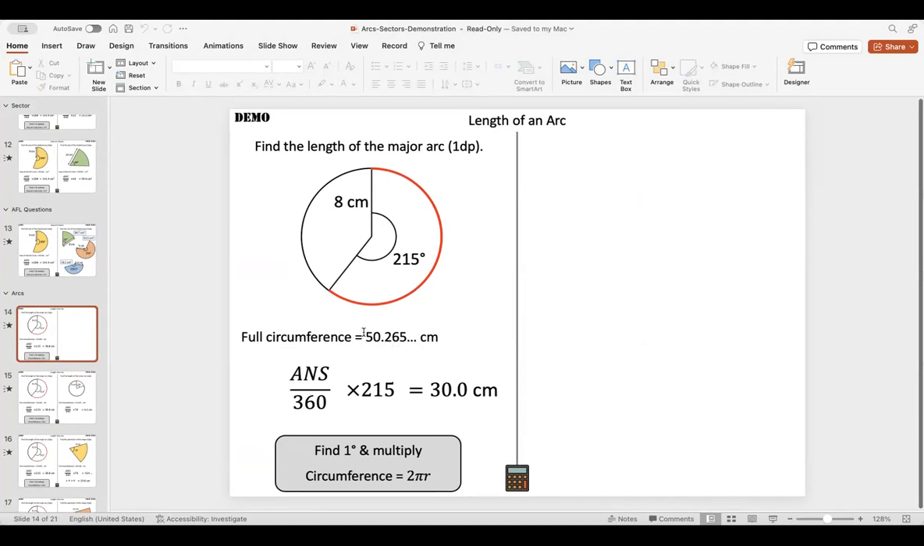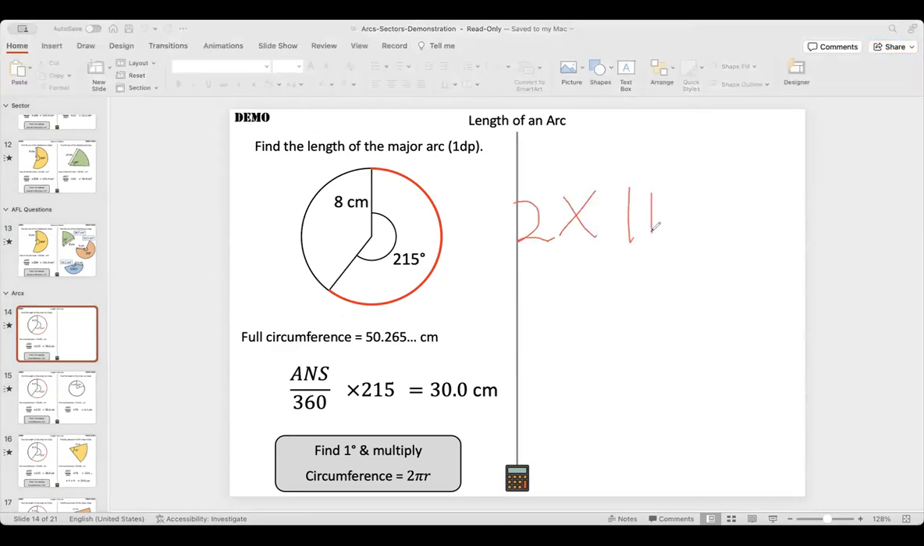So how do you get that? It's going to be 2 times pi times the radius, which is 8. When you put that on the calculator, it's going to be 16 times pi. That gives you 50.262.